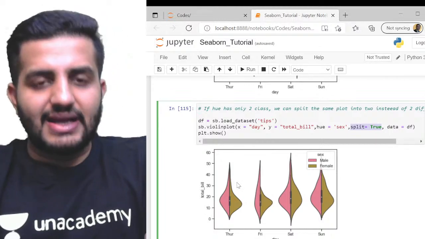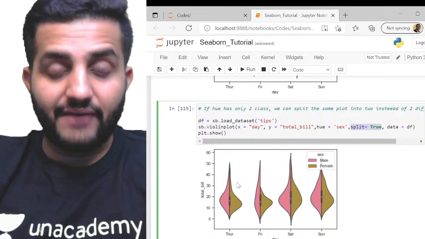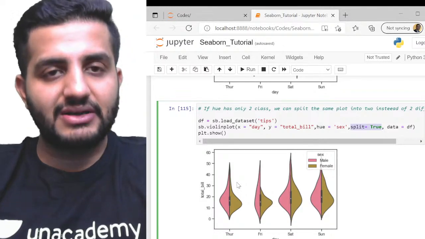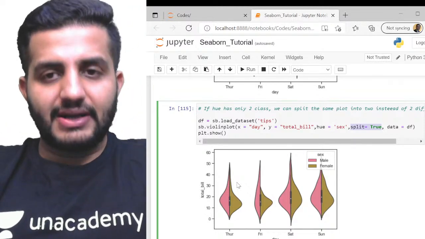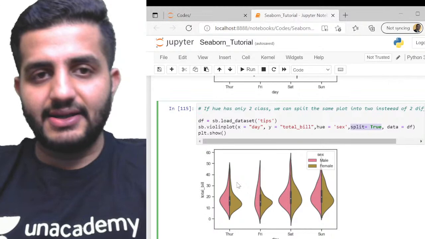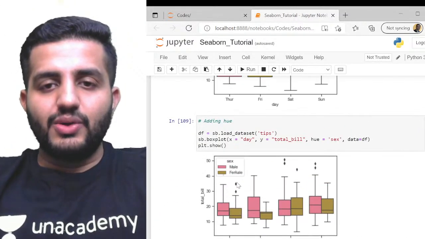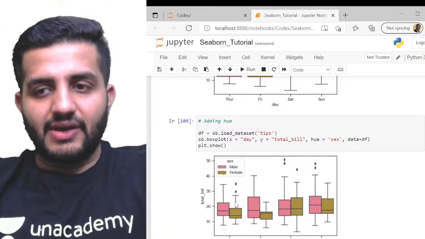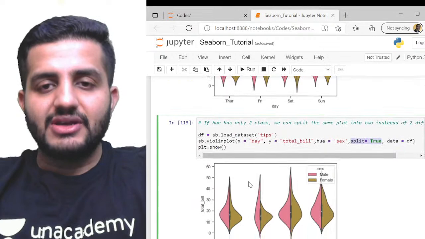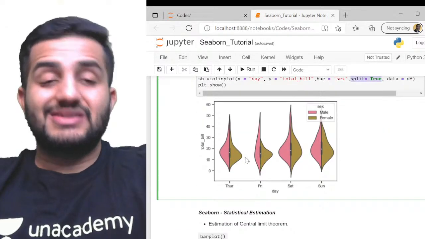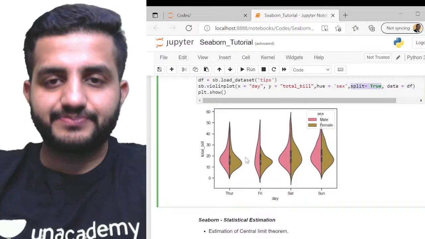So again, violin has an interesting feature of splitting the two categories. If you have more than two categories, you cannot give split as true. That will give you an error. But if the hue has two categories, you can use split as true. So instead of having two different graphs, like for example, we have for box also, even for violin we had two different graphs, but we can have it in a single graph split into two halves. So that is also possible.